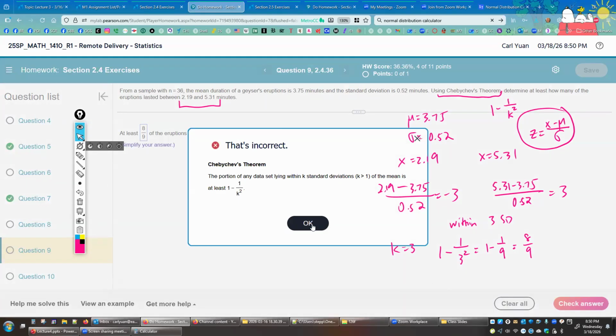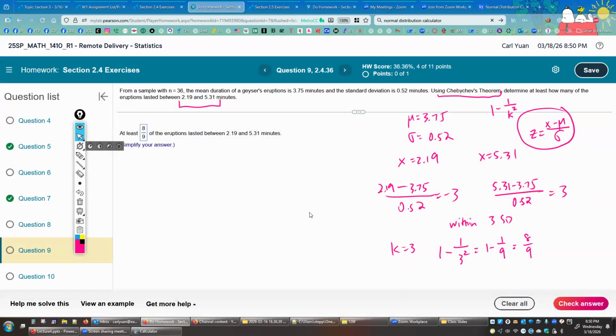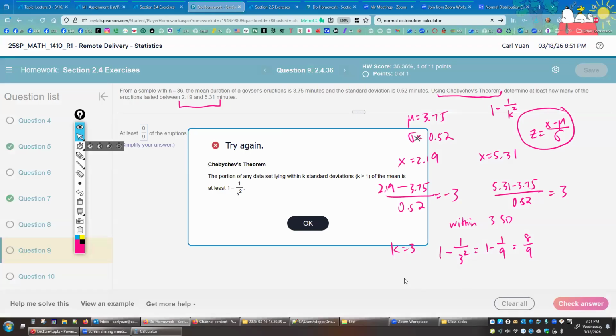Incorrect. Okay, all right, let's see, what did I do here? 2.19, 5.31. So it's 1 minus 1 over 9, 8 over 9. It doesn't like it? Okay. I don't know what they want. Which happens.